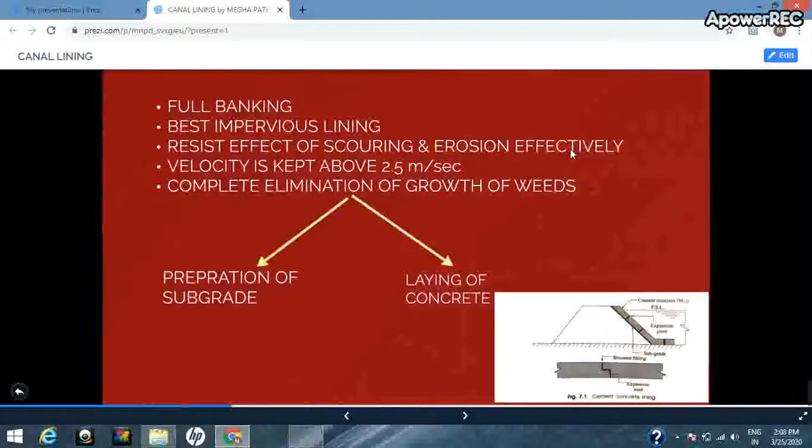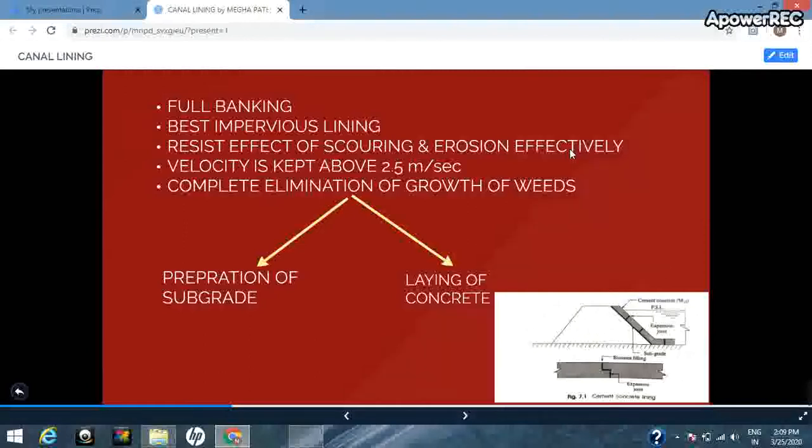First one is your cement concrete lining. The most important point about cement concrete lining is that it is always used when your canal is being constructed in full banking. I have discussed in the previous class that canal sections can be of three types: full banking, full cutting, and partial cutting and partial banking. So when you have a canal in full banking, then we use cement concrete lining.